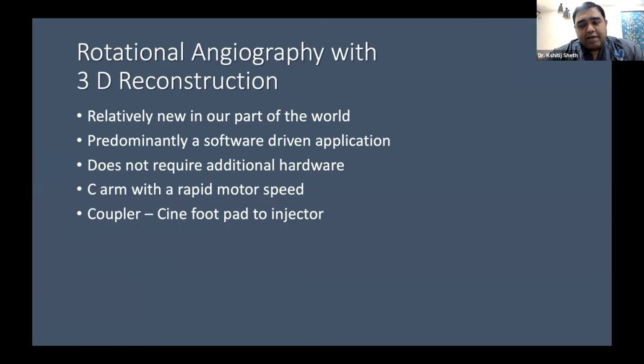Rotational angiography is a relatively new thing in our part of the world. Not many people, I guess, would be doing it. We also don't do it very frequently. It is predominantly a software-driven application. There is no additional hardware that you require in the cath lab. All you require is a C-arm with a good motor speed, and then you require a coupler which will couple the pinna foot with the injector.